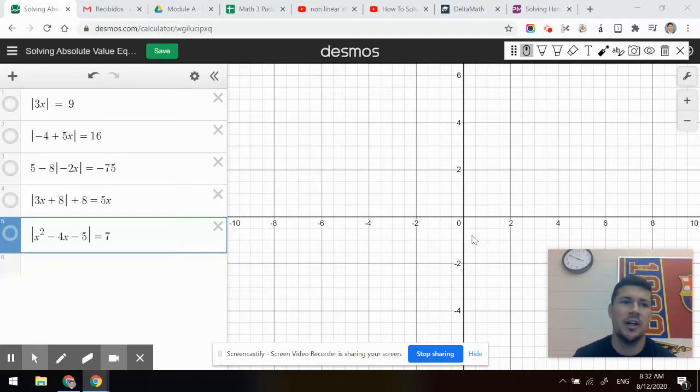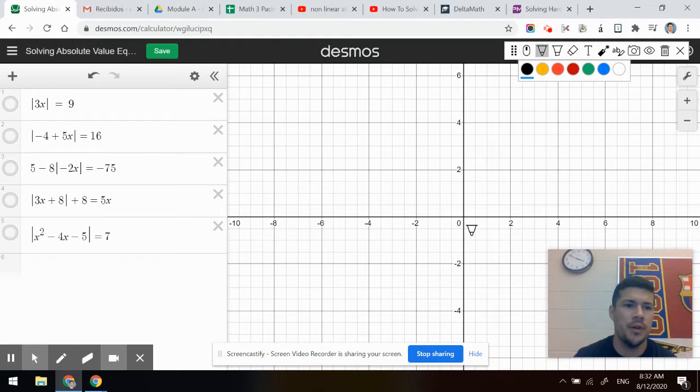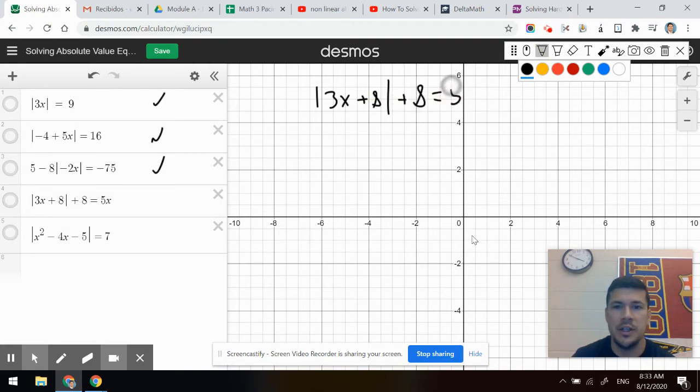Two more examples of solving absolute value equations. So we've done these first three and experienced some success, learned quite a bit. What if we have something like this, the absolute value of 3x plus 8? We can continue to make these more and more complex, all right? But it's important to remember the basics.